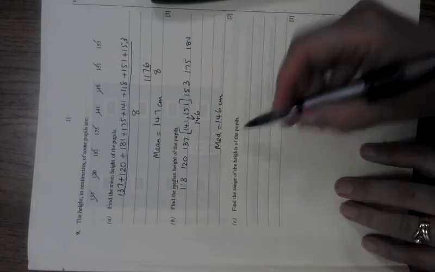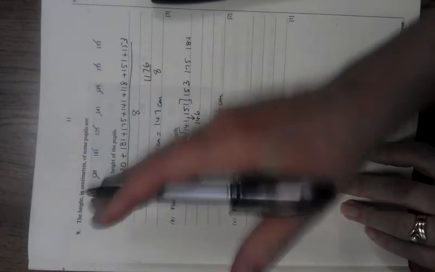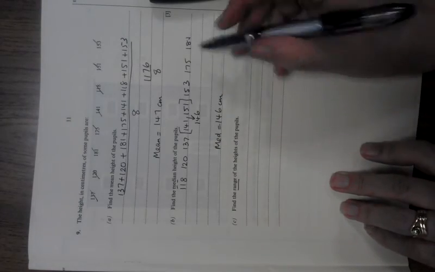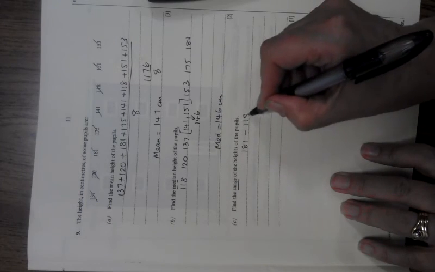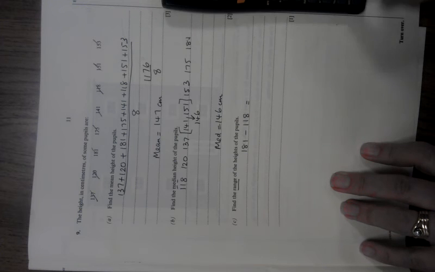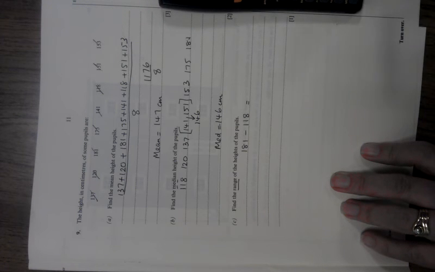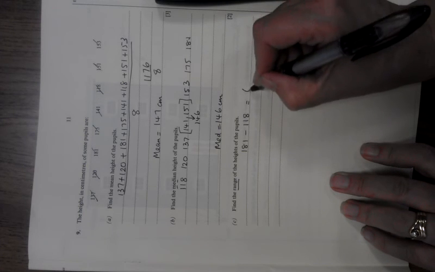Last one for 1 mark, we want the range. Now the range is looking at the data, looking at the largest one. We'll look at your list. You've got 181 is your largest, and the smallest is 118. Again, you've got your calculator, so use it. 181, take away 118, and that gives you 63.